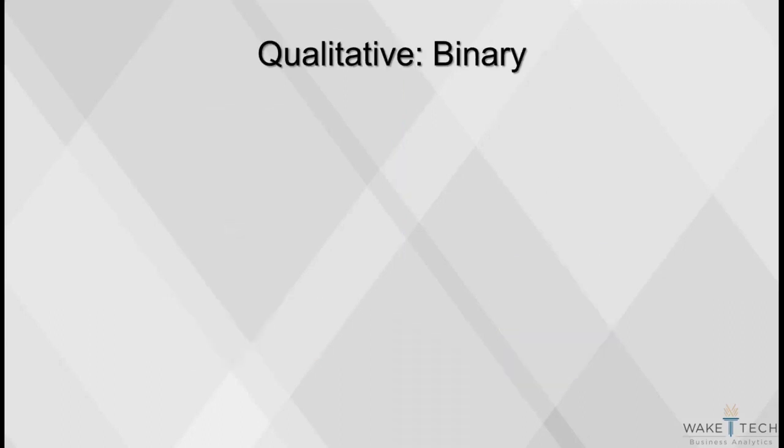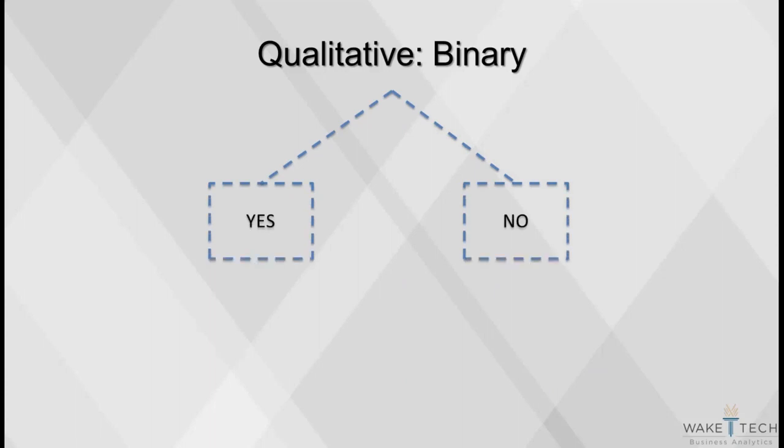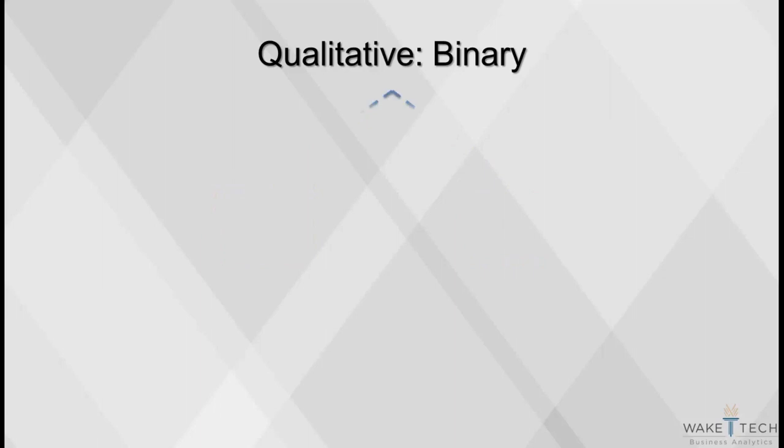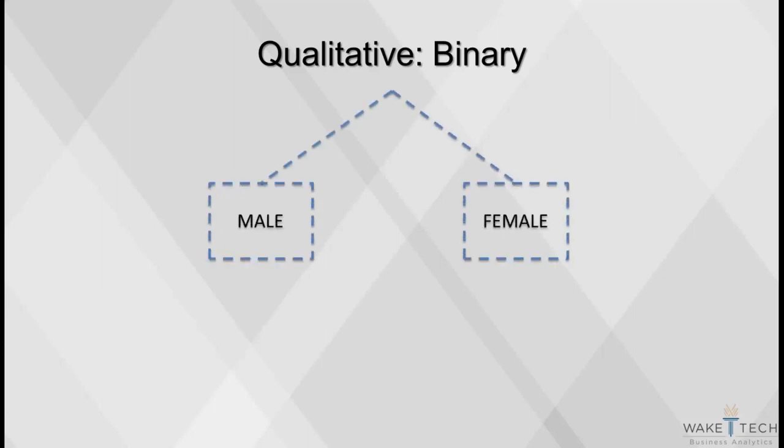A dichotomous or binary variable is a categorical variable that has only two levels or categories, often the answer to a yes or no question. But a variable doesn't have to be a yes-no variable to be binary. It just has to have only two categories, such as gender.